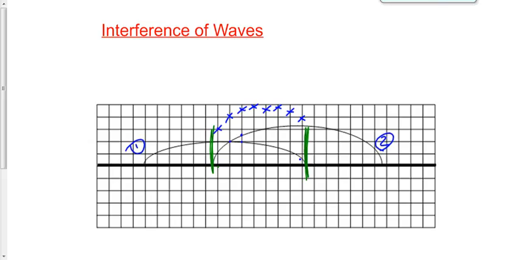Now I want you to look at this portion of the waves that don't overlap. There's nothing to interfere here, it's just the one wave. So these X's are easy. Same deal over here. These waves don't overlap. Easy.